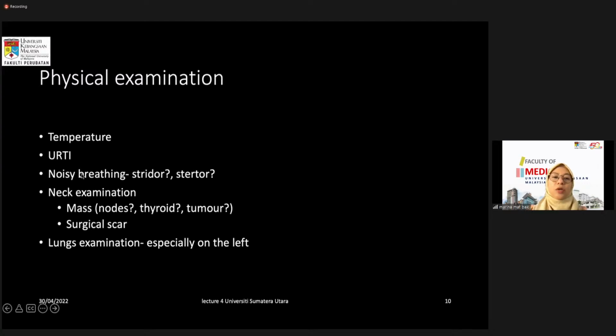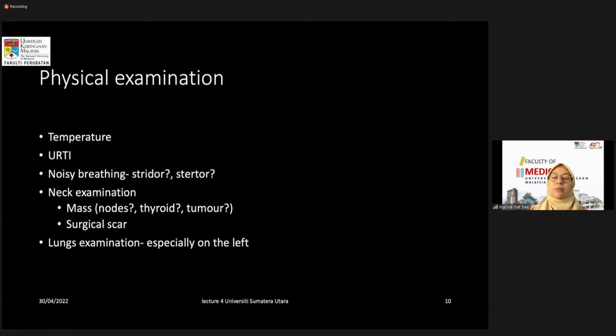And in the physical examination, you examine whether the patient has any signs suggestive of infection. Does the patient have any noisy breathing, any stridor, any stertor? You would want to examine the vocal quality, the GRBAS. Hope you still remember the first lecture on basic voice assessment. When you listen to the patient's voice, is it breathy voice, is it rough voice, is it asthenic voice, and what is the severity?